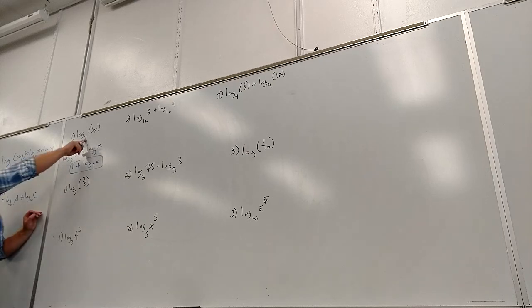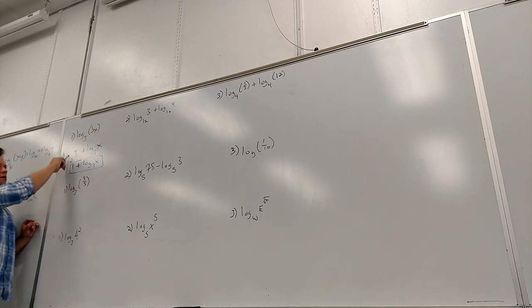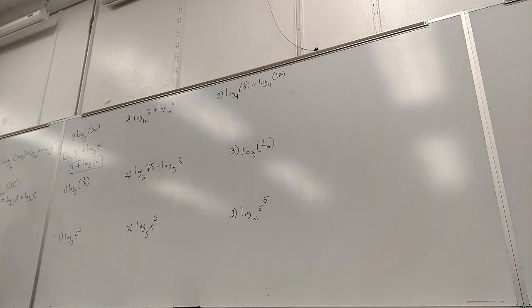So what if the base is 3? Okay. If I have a product inside, how can I rewrite it? Log base 3 of one of them plus log base 3 of the other one. And then I can simplify whatever I can.